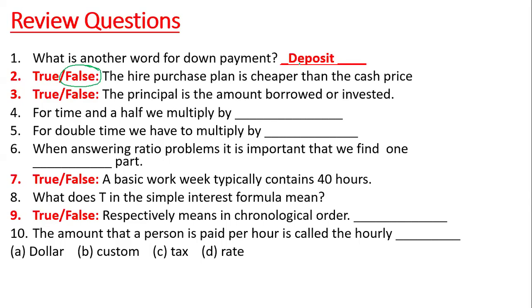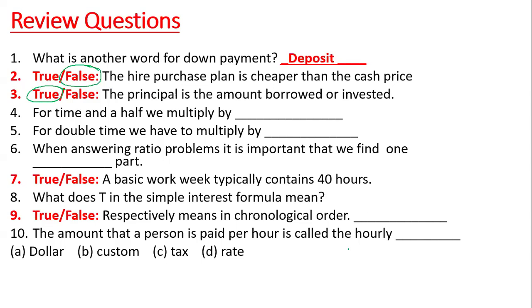Number three, true or false? The principal is the amount of money borrowed or invested. True. Very good. The principal is the amount of money that is borrowed or invested. Next.